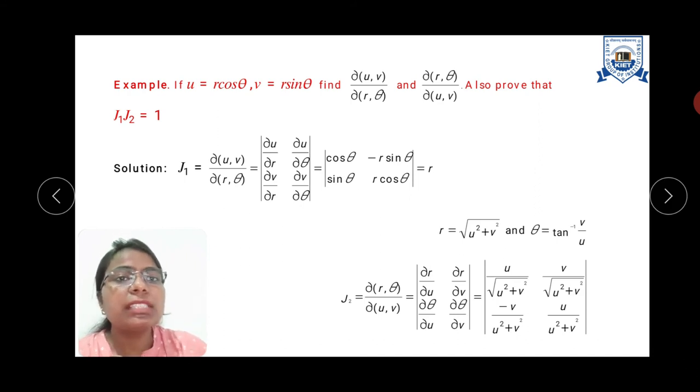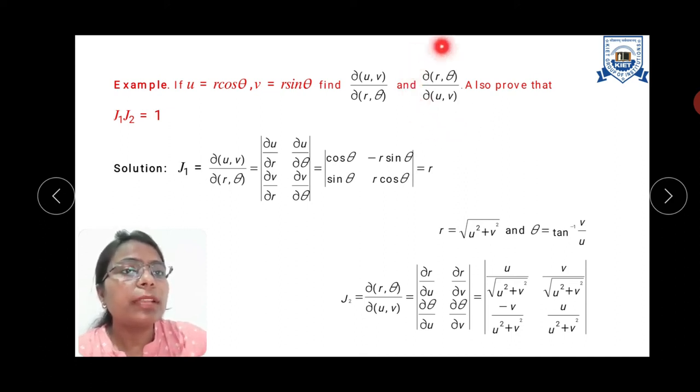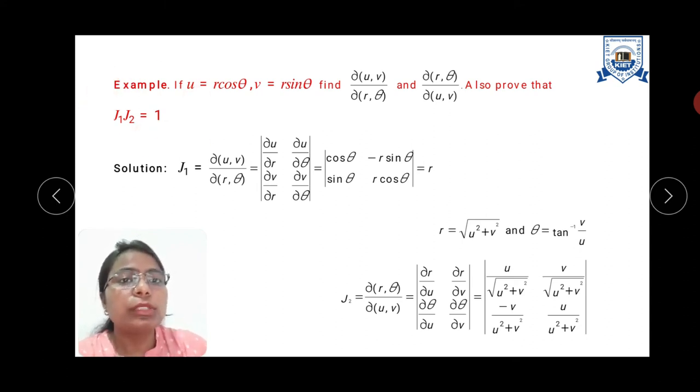By using this property, if the Jacobian of u, v with respect to r and theta is equal to J1, and if we want to calculate the value of the other Jacobian, then its value is equal to 1 by J1 by using this property. But in this example, you have to prove that. So first we calculate the Jacobian of u, v with respect to r and theta.